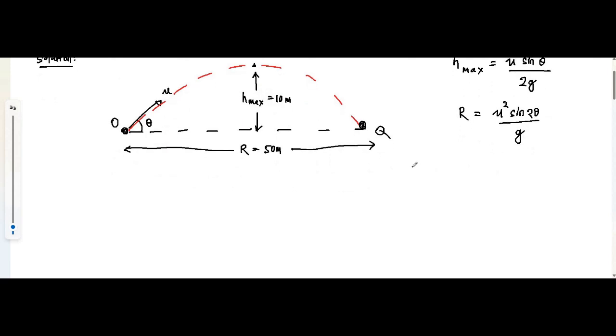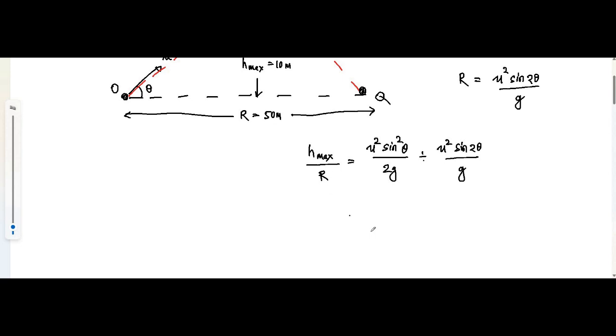If we write it this way, H max by R, the ratio of maximum height to horizontal range, will be equal to U square sine square theta by 2G divided by U square sine 2 theta by G. Again we can write it as U square sine theta into sine theta by 2G into G by U square into 2 sine theta into cos theta, because sine 2 theta is equal to 2 sine theta into cos theta.